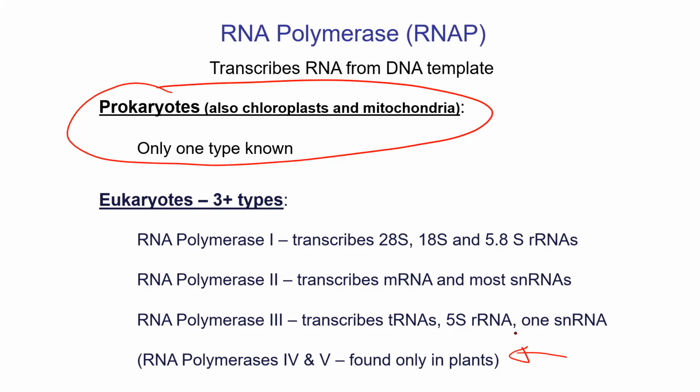So RNA polymerase 2 is the important one. And this is kind of the one we're going to be talking about today because it transcribes messenger RNA. And messenger RNA, of course, is the RNA that is going to go to the ribosome for translation to make proteins. So that's kind of the one we're thinking about.